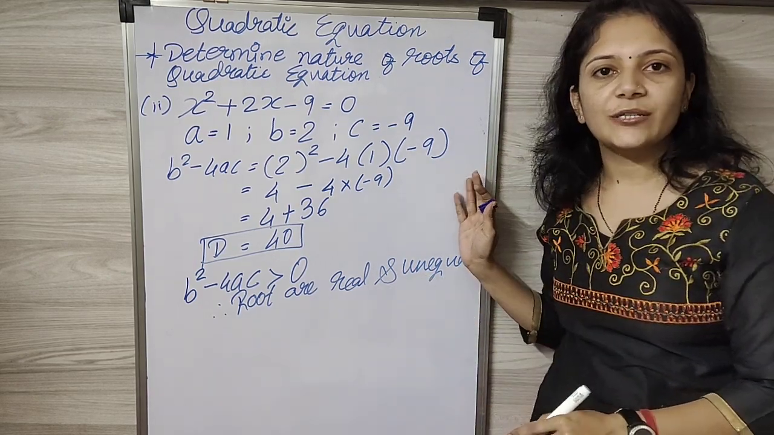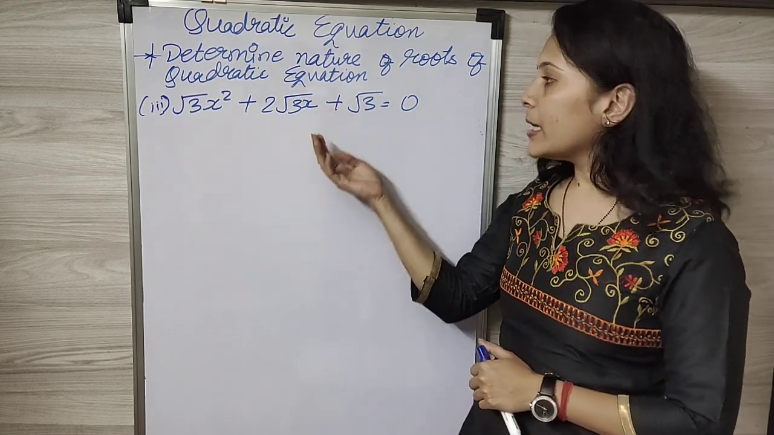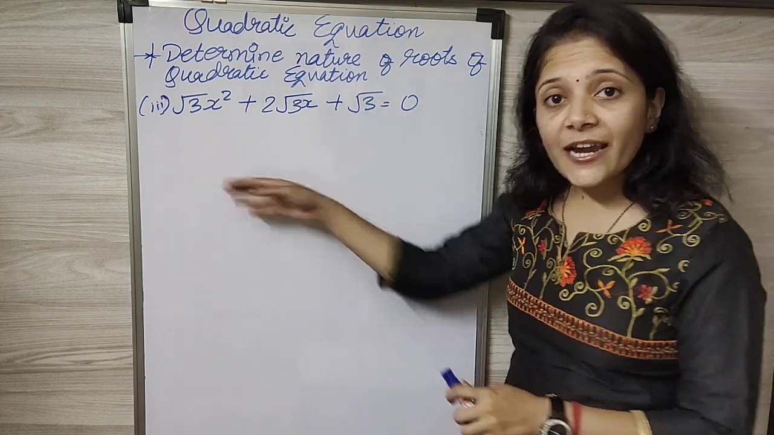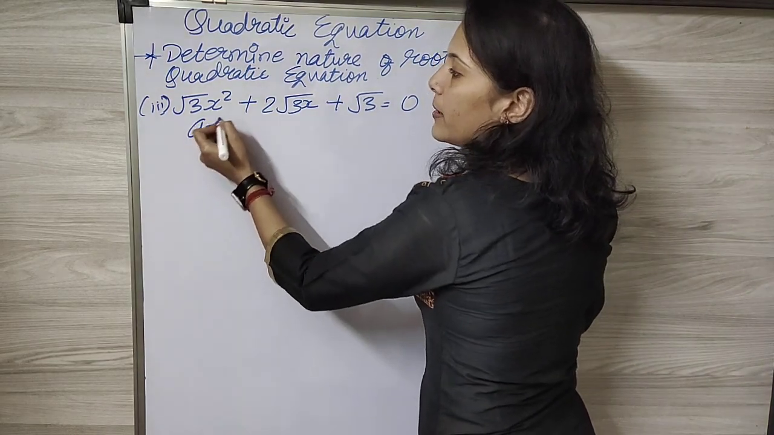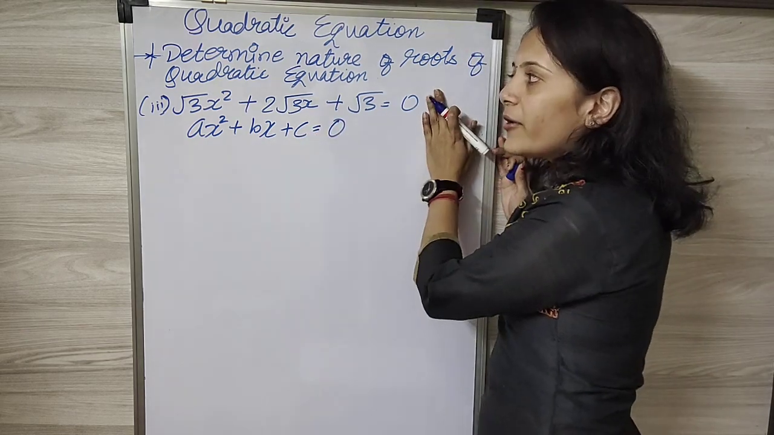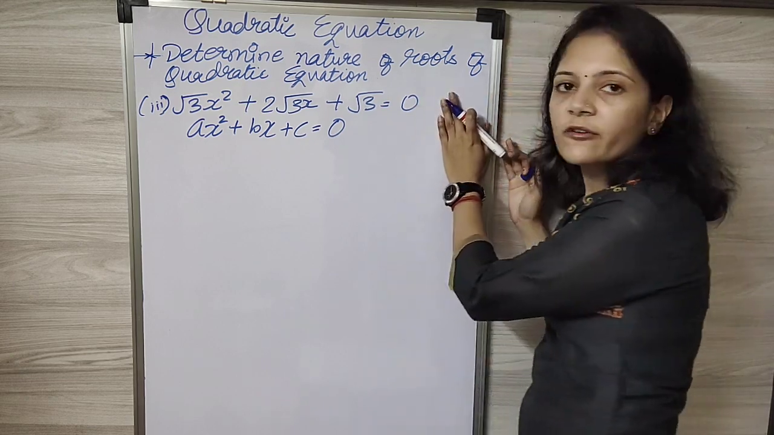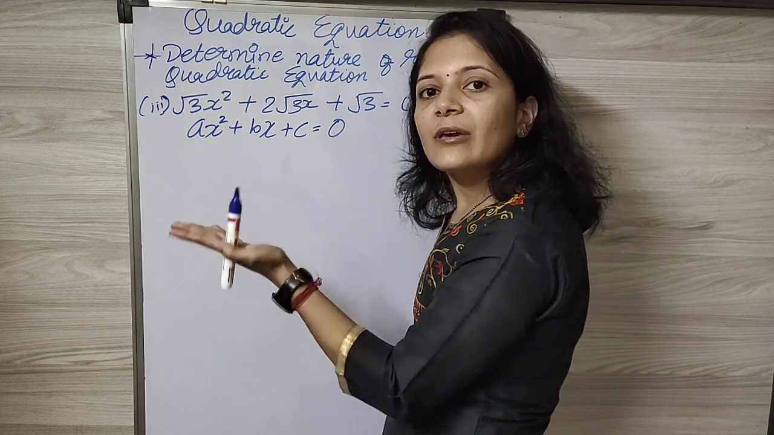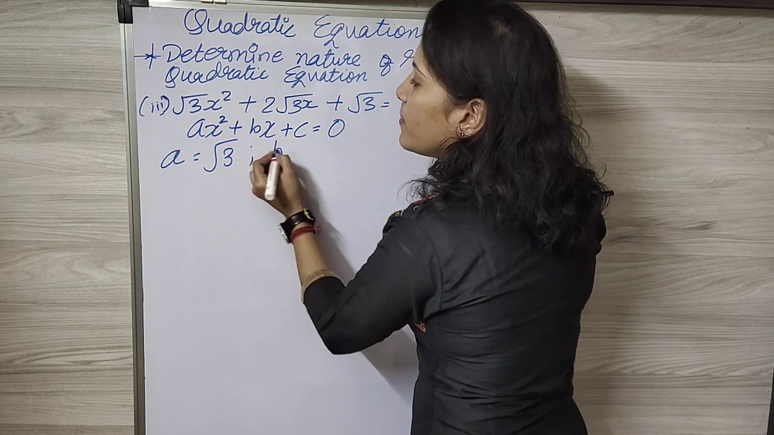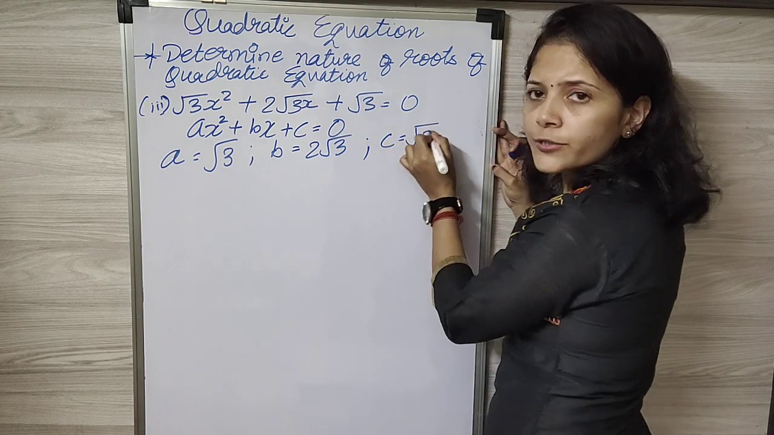Shifting to the next question. The third question is under root 3 x square plus 2 under root 3 x plus under root 3 is equal to 0. Again compare it with the standard form of the quadratic equation, ax square plus bx plus c is equal to 0. Isn't this a quadratic equation form? So now replace the values of a, b and c. The value of a is under root 3, the value of b is 2 under root 3 and the value of c is under root 3, right?